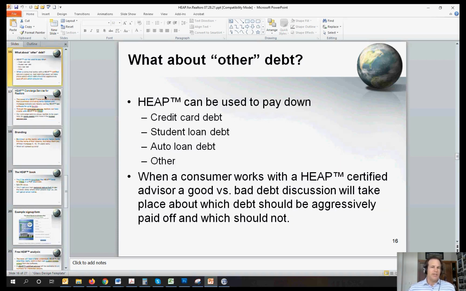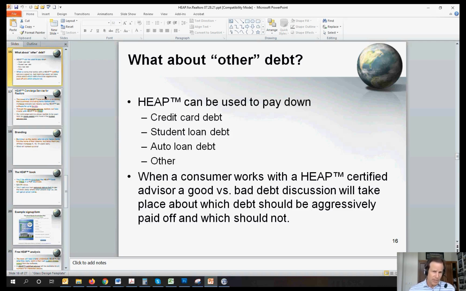So what about other debt? Other firms in the marketplace pitching their software will say, well, this is also great because it can help you pay down credit card debt or student loan debt or auto loan debt or other debt. And the answer is, so can the home equity acceleration plan. The first debt you want to pay down is typically your credit card debt because it's 12%, 15%, 17% interest. And so where do you get the money to do that? You get the money to do that from home equity.